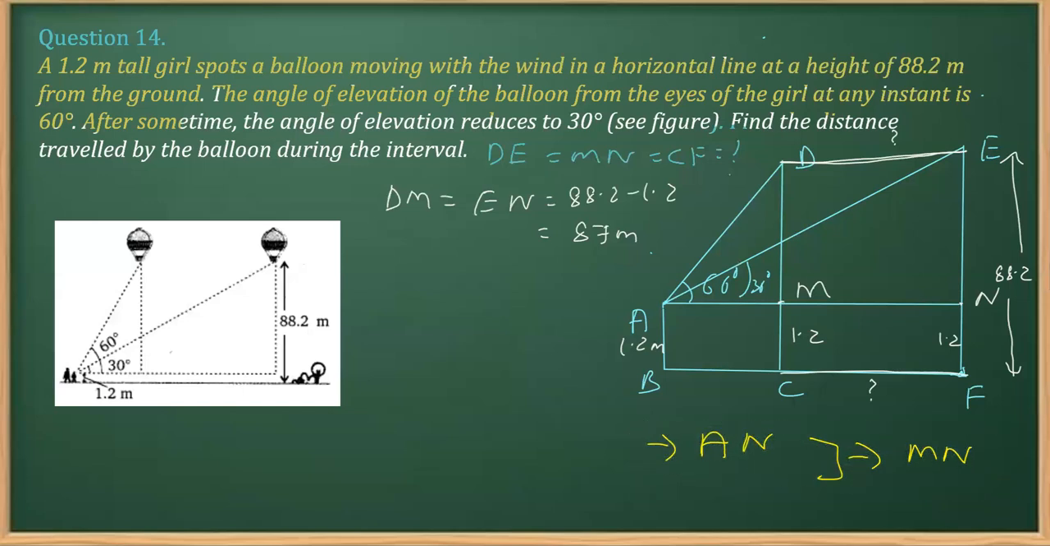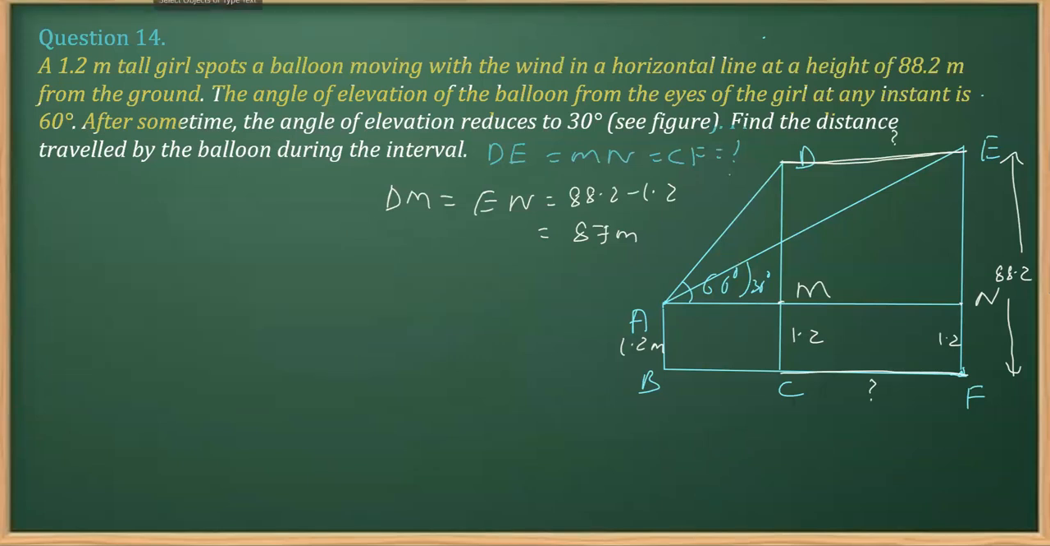For that, we need to consider a triangle where AN is a part. So we'll be considering a triangle here. First is ANE, and we'll be applying tan 30 degree. Tan 30 is perpendicular over base. As you can see in this figure, it is EN, right, in this triangle. You should know the triangle we are talking about, this triangle.